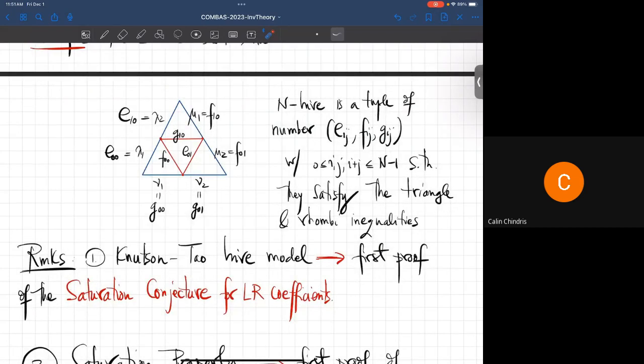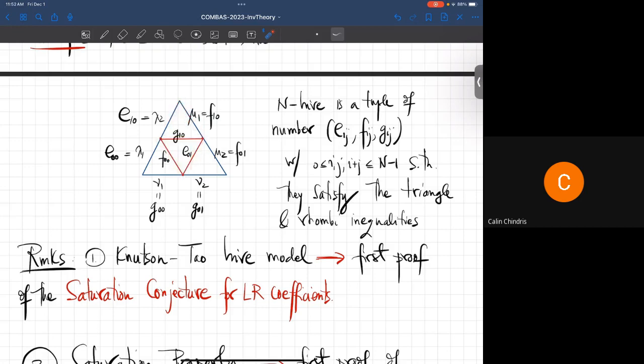So what it means is that for every elementary triangle, and there are only 2 elementary triangles, no matter what n is, this is one elementary triangle, and this is the other elementary triangle. What you impose is that the length of the horizontal side is the sum of the other 2 lengths.